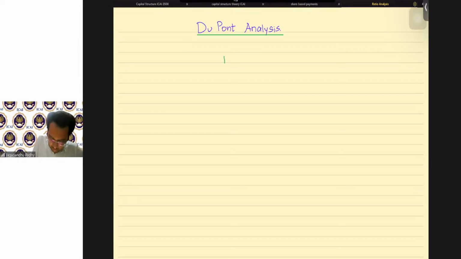The first thing that we look at is return on equity. How do we compute the return on equity, guys? Return on equity is the return that is given to the equity shareholders. How do we really compute it? What's the formula for return on equity, guys? Tell me.